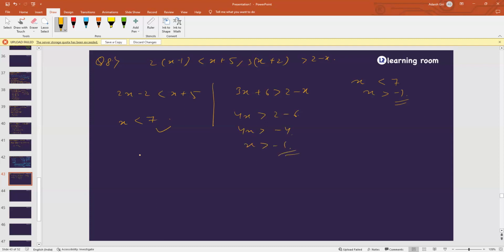Because these are two conditions, x belongs to what? Starting from here, -1 to 7. Curve brackets on both sides. On the number line, 0, -1 will be here, 7 will be here. Both the circles like this. Say yes or no.